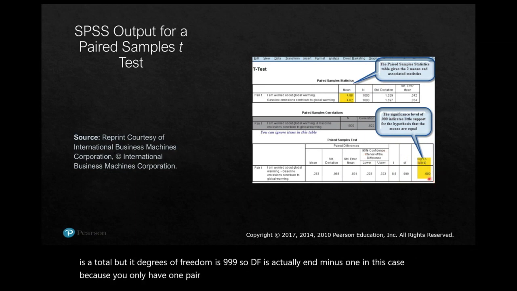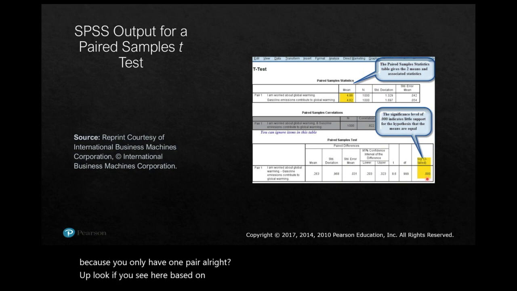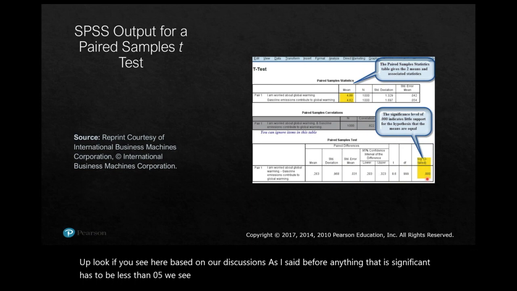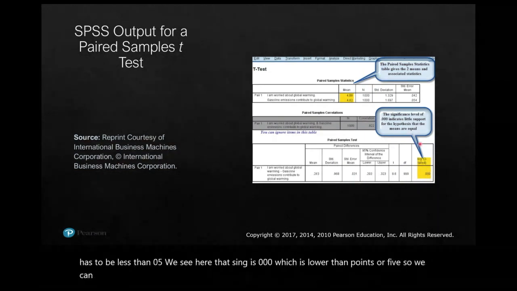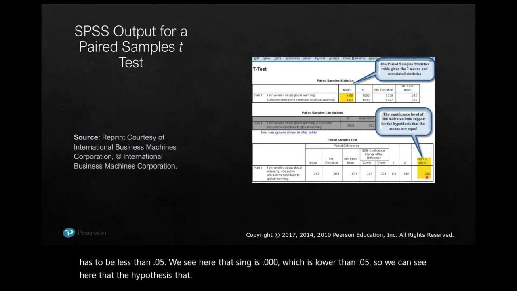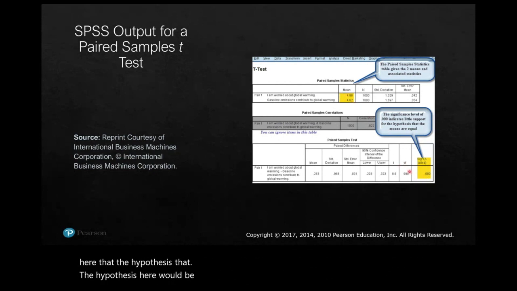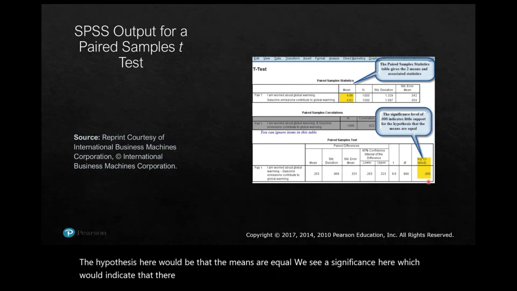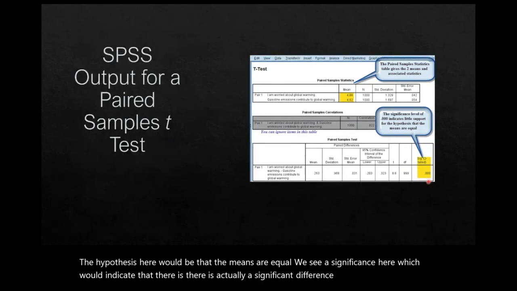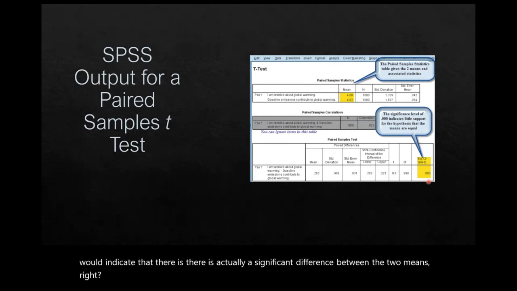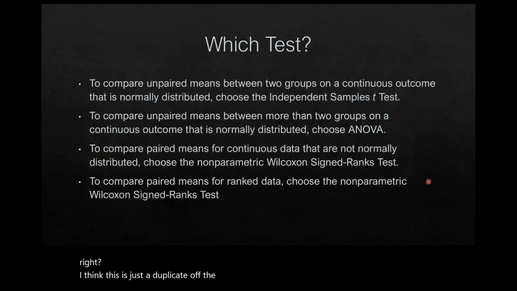So df is actually n minus 1 in this case because you only have one pair. All right. If you see here, based on our discussions, as I said before, anything that is significant has to be less than 0.05. We see here that sig is 0.000, which is lower than 0.05. So we can say here that the null hypothesis would be that the means are equal. We see a significance here, which would indicate that there is actually a significant difference between the two means, right? I think this is just a duplicate of the previous slide.